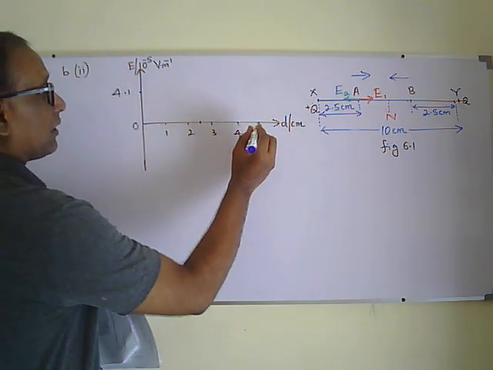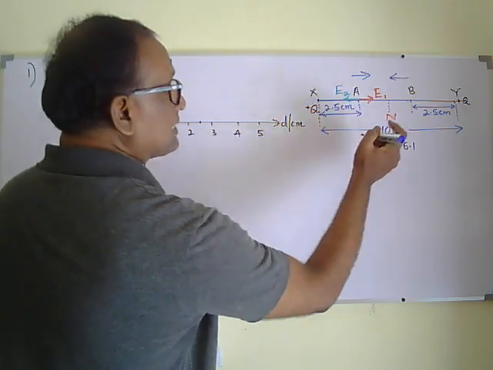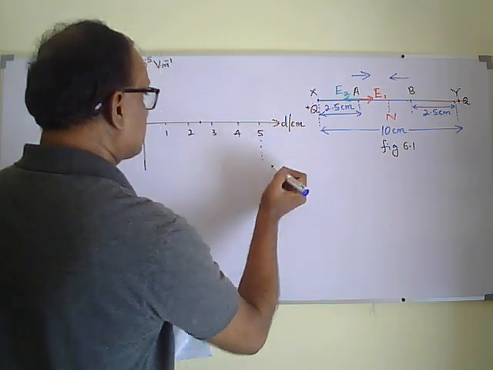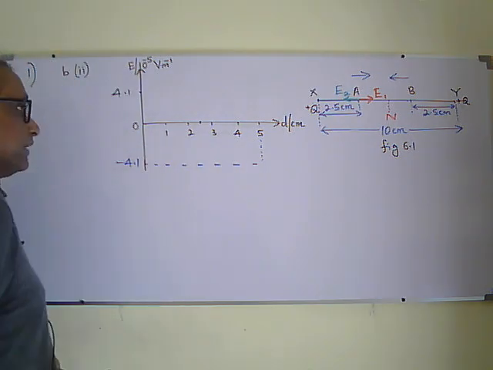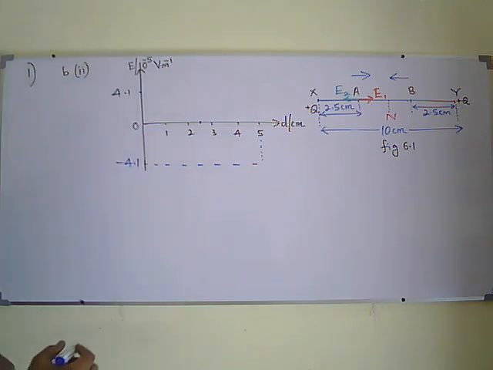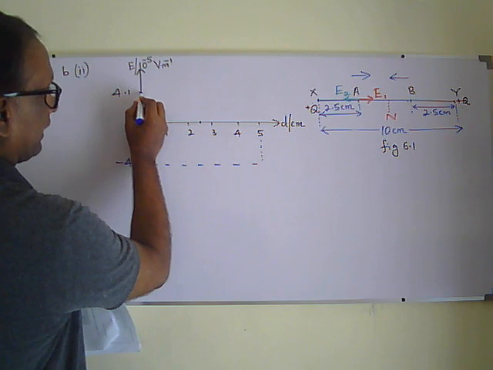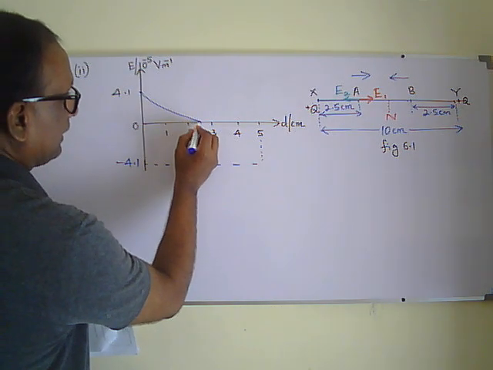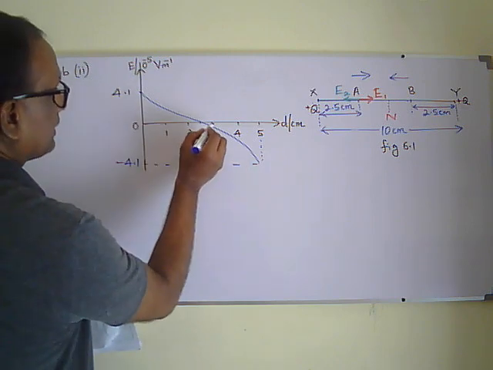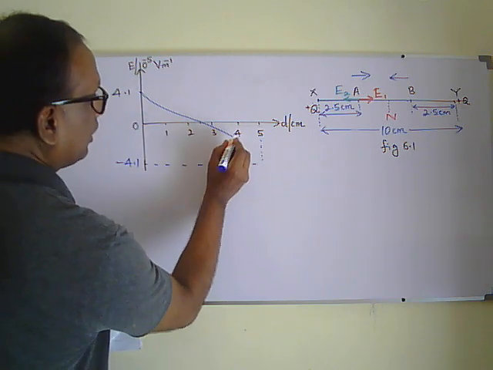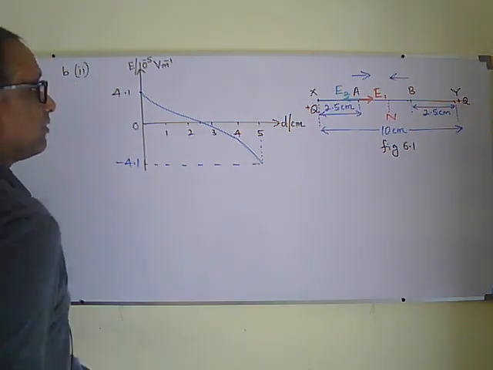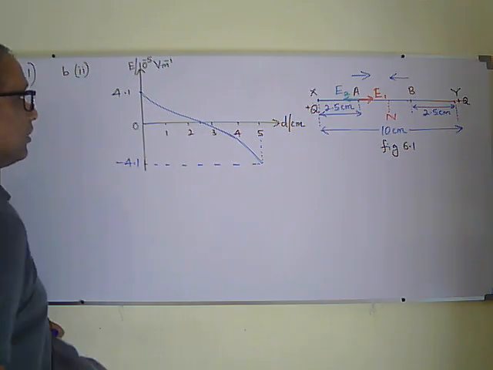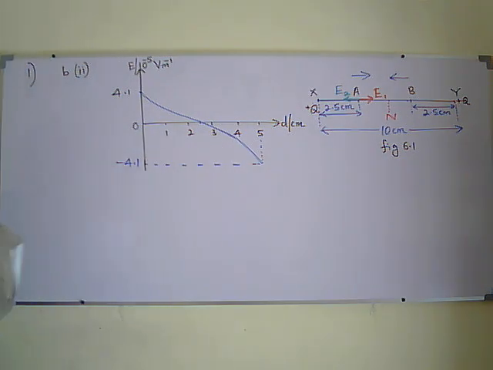So at B, that is at a distance 5, the electric field strength should be minus 4.1 × 10 to the power minus 5, given as common. So the graph should be a decreasing gradient, then increasing gradient, decreasing gradient, increasing gradient up to distance 5 and the coordinate minus 4.1. This is 5. This is the answer for B part, second part. It's a decreasing gradient, increasing gradient graph.